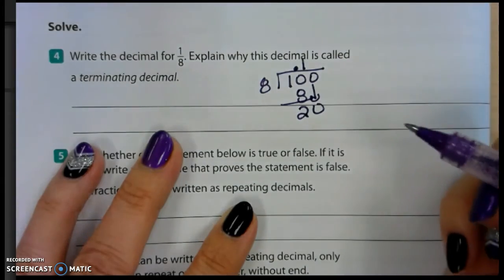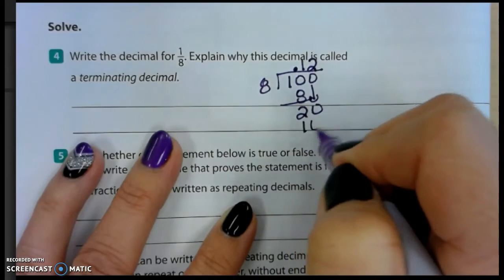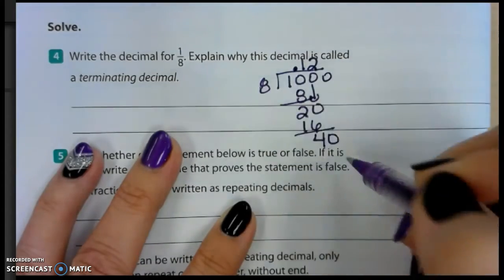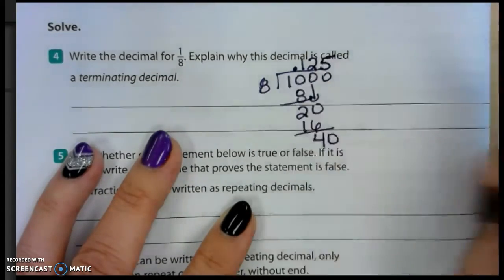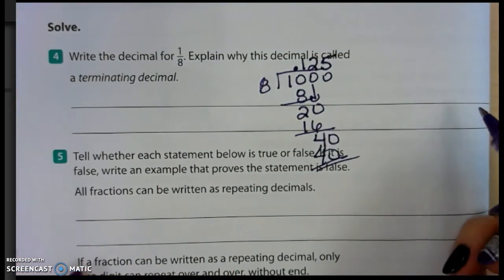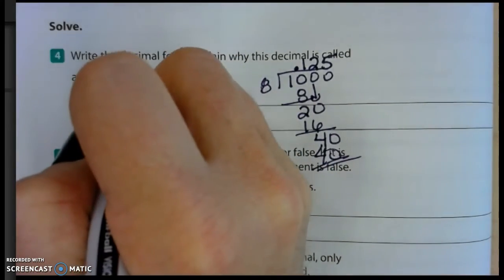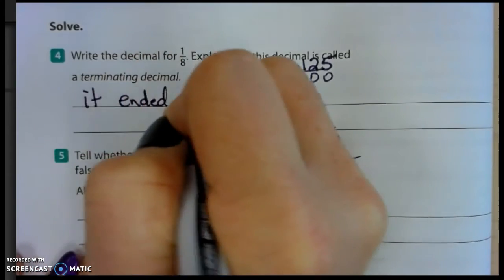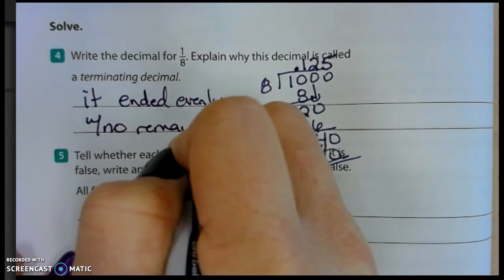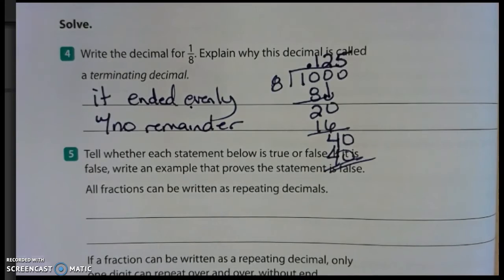Now we've got 20 divided by 8, which goes 2 times. 2 times 8 is 16, leaving us with a remainder of 4. We'll put another 0 on there. 40 divided by 8 is 5. 5 times 8 is 40, so there is no remainder. So why is the decimal called a terminating decimal? It ended evenly with no remainder. Okay. Once you run out of remainder, the division stops. There's nothing else you can do there.